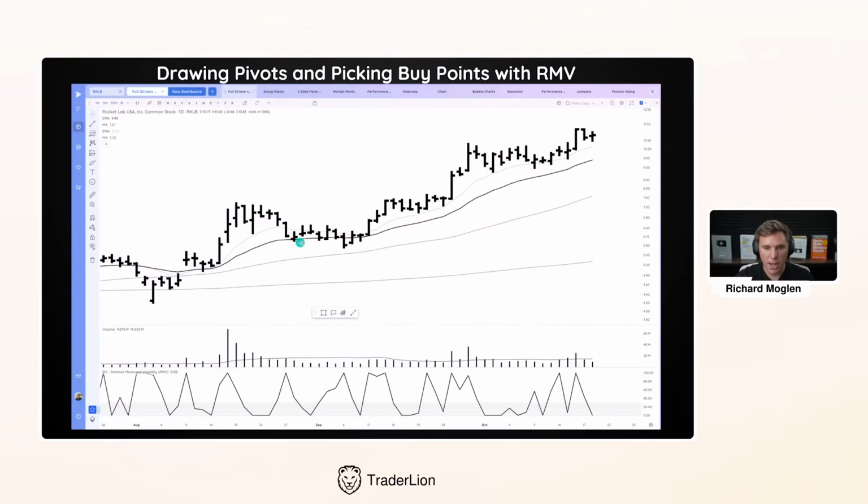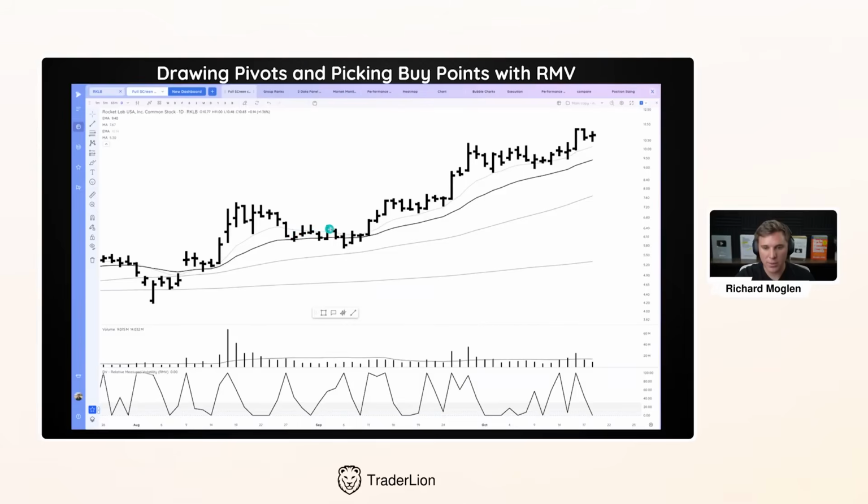So again, we get expansion up. We're forming another mini base. Here we get RMV close to 0. All the closes are close together. Again, I try to ignore these wicks. So I would actually use this high to draw it across. This high matches up with this high nicely. So that would be my buy point.